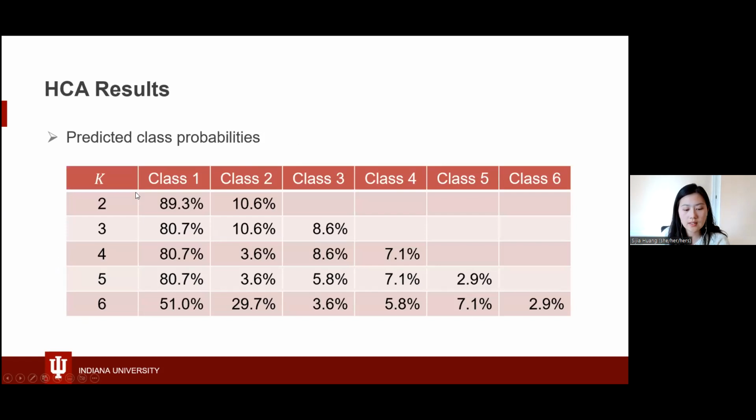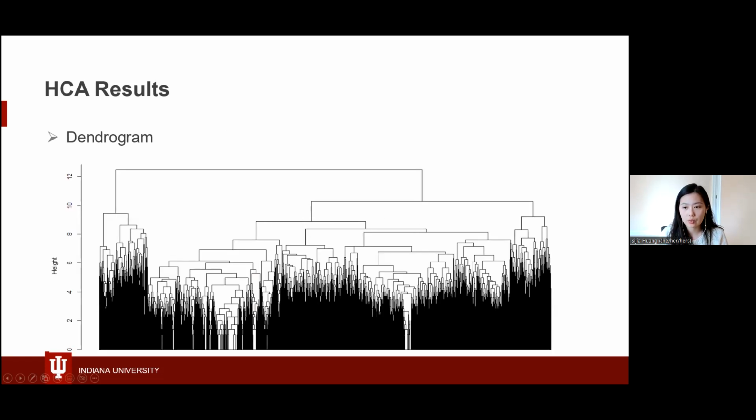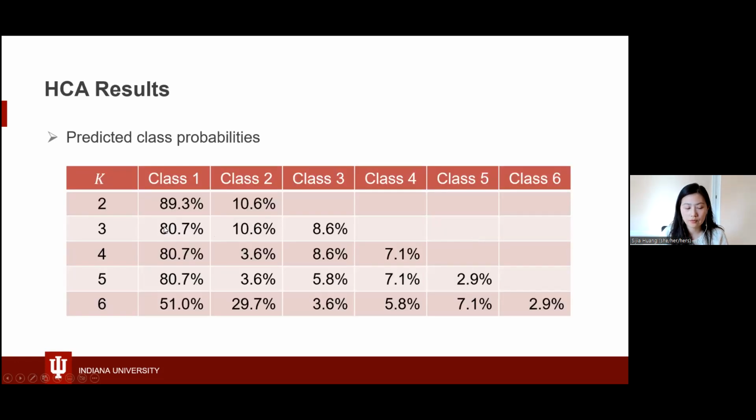And here is a summary of the predicted class probability based on the dendrogram we just saw. If we retain two clusters, the first group will have almost 90% of the individuals, and the remaining 10% of the children will be in another cluster. If we keep three clusters, it breaks down the first part, like here, into two smaller groups, with one group having 80% of the children and another group having almost 10% of the children. And as we increase the number of clusters, the larger cluster keeps breaking down into smaller pieces.